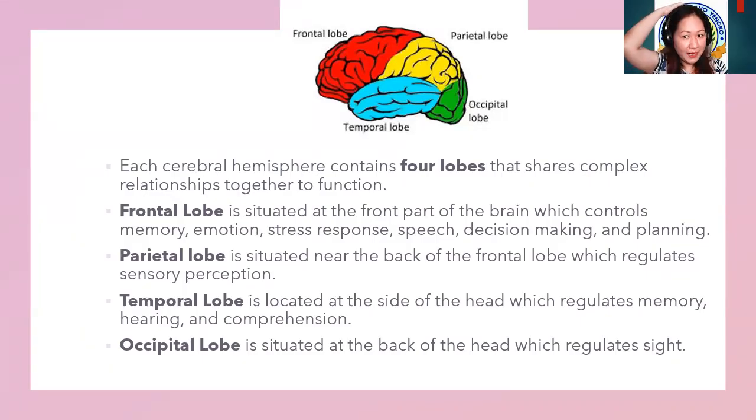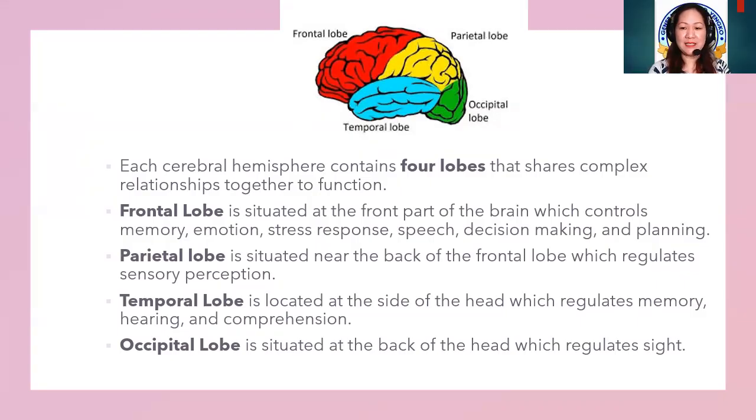So, ito yung parietal, which regulates the sensory perception. Okay. What about temporal lobe? Saan niya natatagpuan? Okay. Located at the side of the head, which regulates memory, hearing, and comprehension. And for the last lobe naman, situated at the back of the head. And what is the function of this lobe? It regulates the sight.